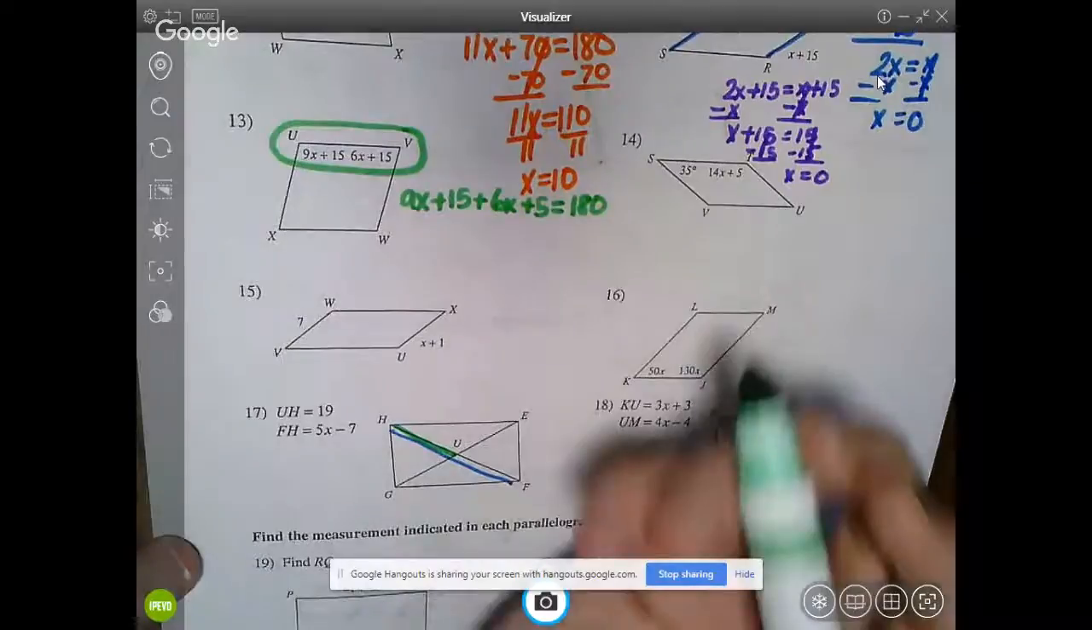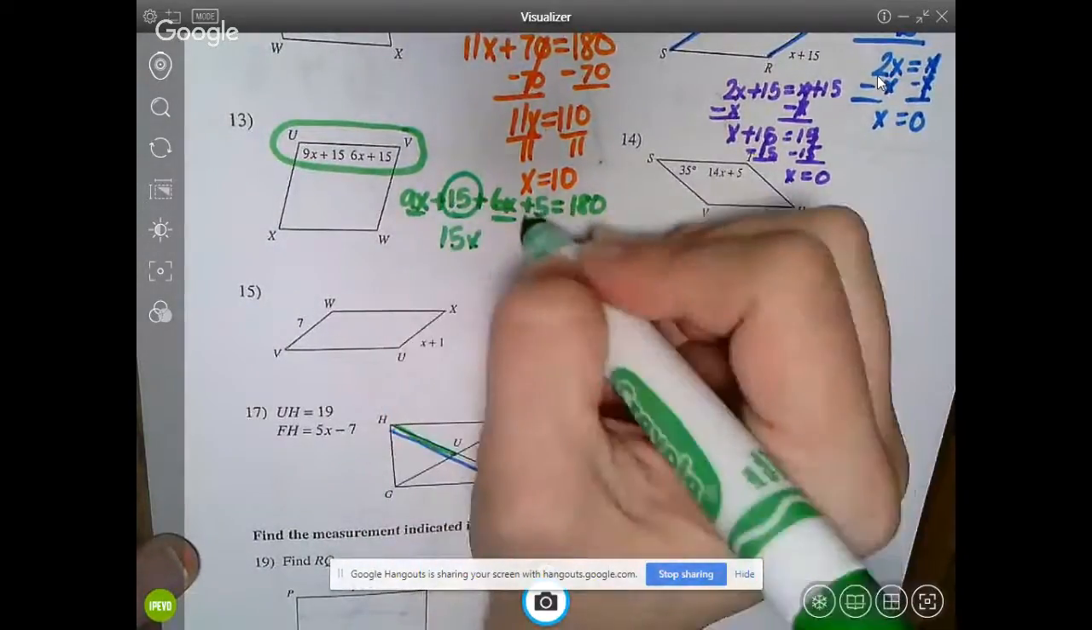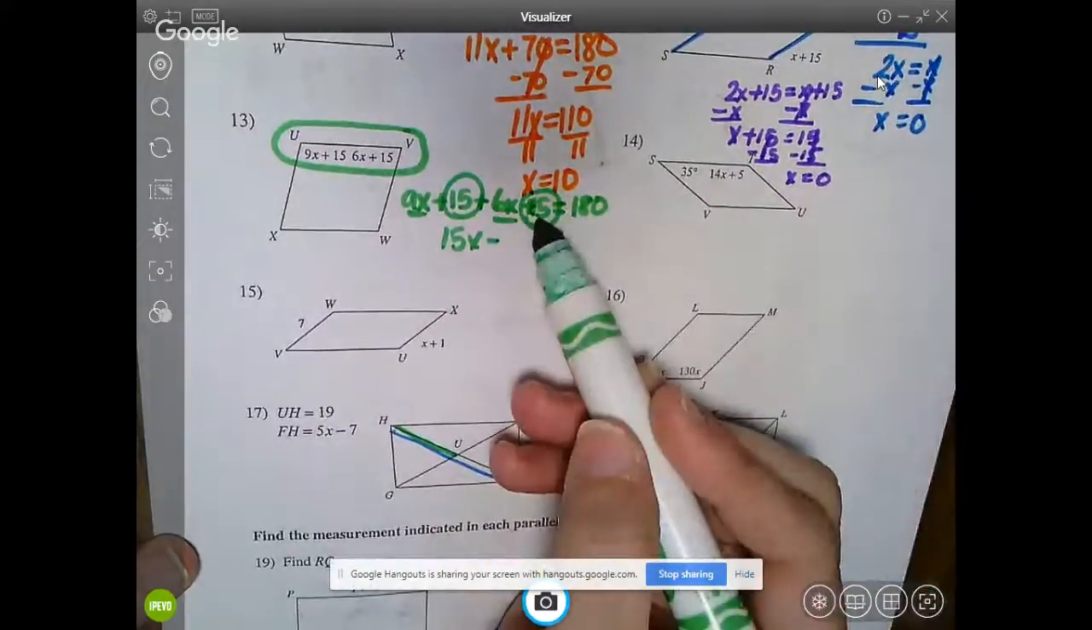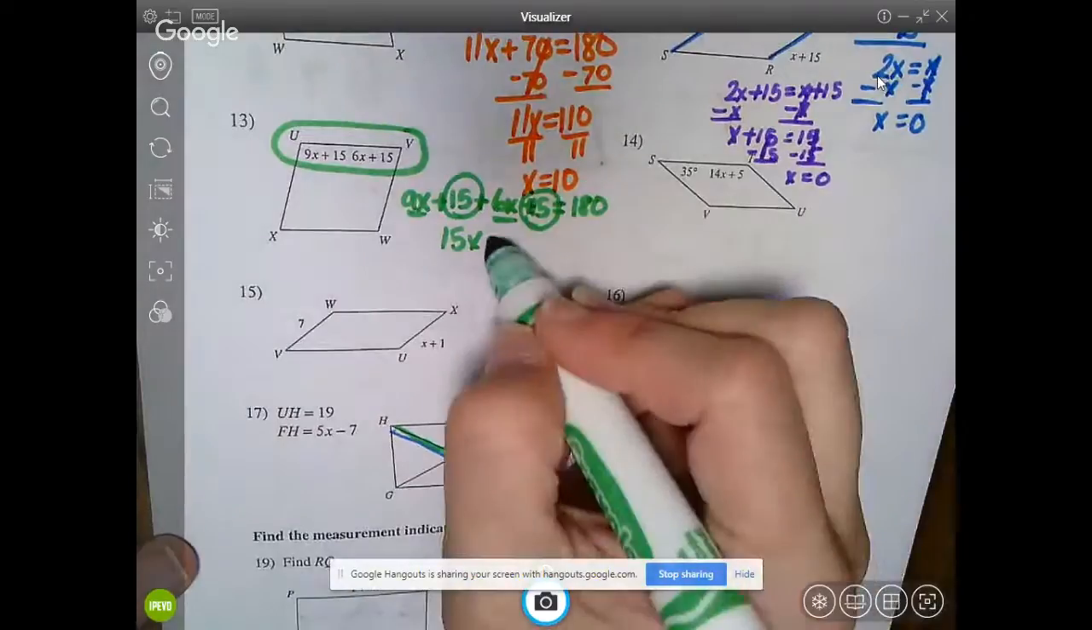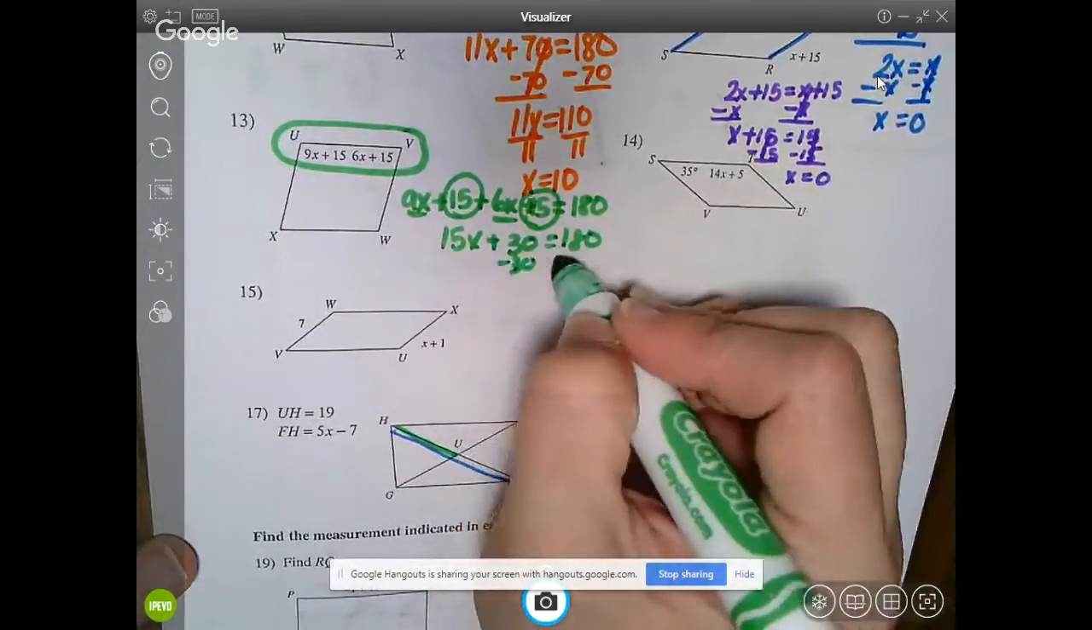All right. So right here, we're going to combine 9x and 6x, which is 15x. 15 plus 15. There should be a 15 here. I miswrote it. That's 30. Subtract 30 from both sides.